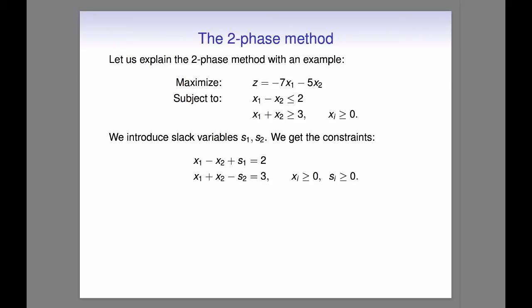Now the two-phase method begins somewhat similar to the method we had last week by introducing slack variables S1 and S2 corresponding to the two inequalities, but now the second slack variable will have a negative coefficient. And the reason is that the slack variable takes up the slack between the two sides. And in the second inequality, the left-hand side is greater than or equal to the right-hand side. So if we want to keep our variables to be non-negative, we need to subtract a variable from the left-hand side, which is why we have minus S2 here.